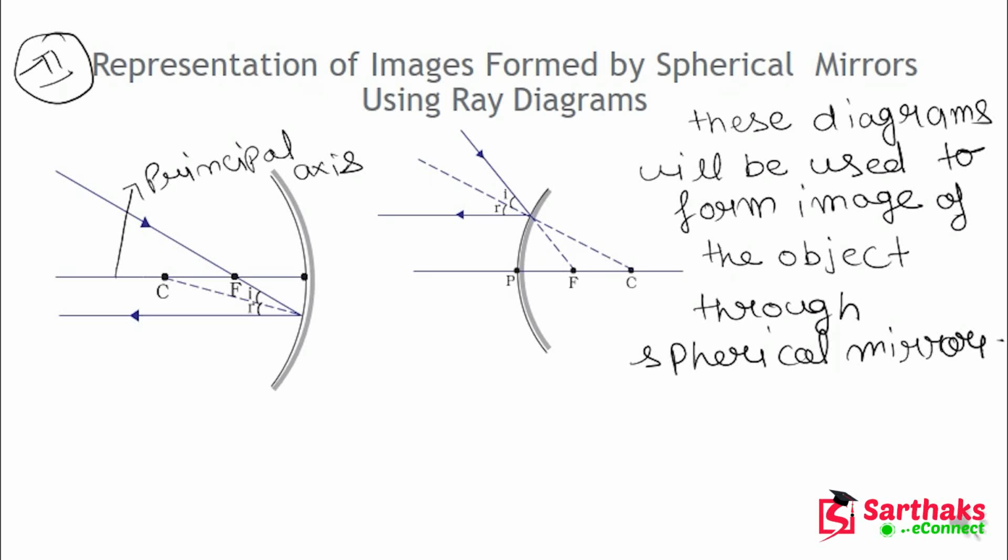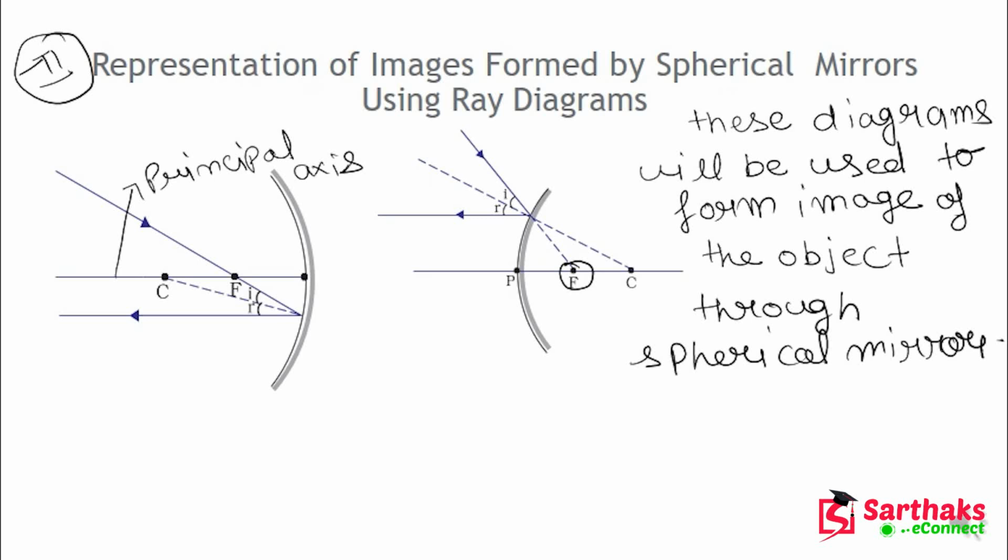Now what will be the case of a convex mirror? In the case of a convex mirror, this is a ray appearing to cross this point F. It is not actually crossing point F, but if you extend this ray in this direction, then it appears to be crossing point F.